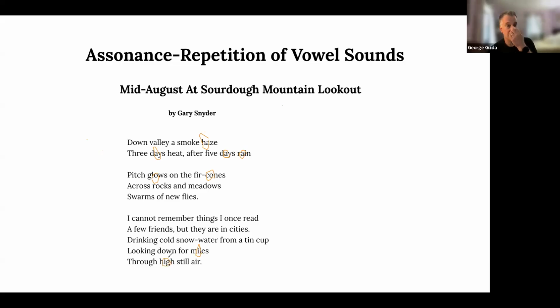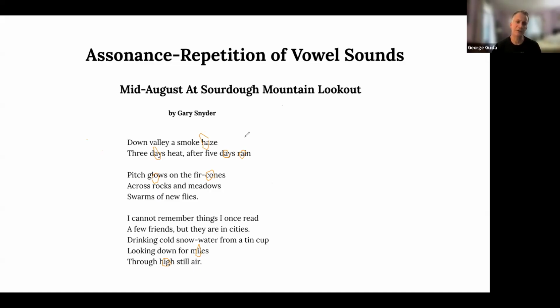And Snyder in this case uses assonance to focus on images in nature, which is not surprising because Snyder is a kind of Buddhist sensibility poet, a California poet of the 20th and 21st century. He's still alive, he's about 90. But he wants you to focus on these images in nature. And so he does it by using assonance.